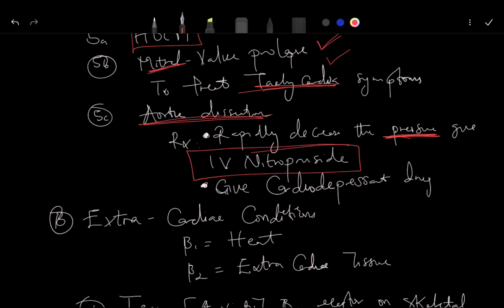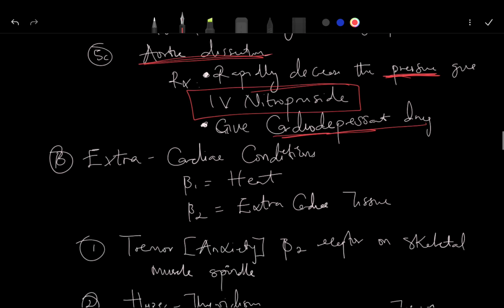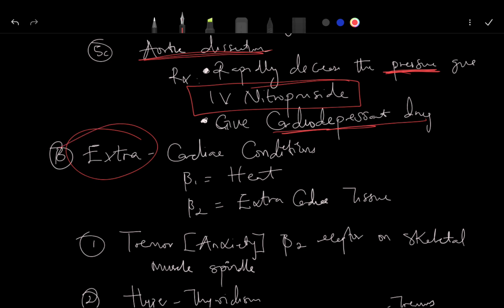Then you also want to decrease the heart pumping activity, because the more the heart pumps, the more blood will go into that ruptured vessel. Okay, so we're trying to give what? A cardiodepressant agent, which is the beta blocker in this case. Okay, so that is for that. Then what are the extracardiac uses of beta blockers?